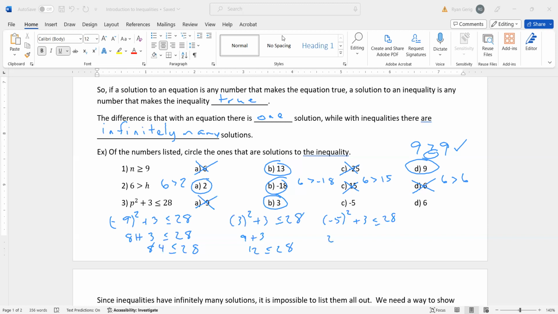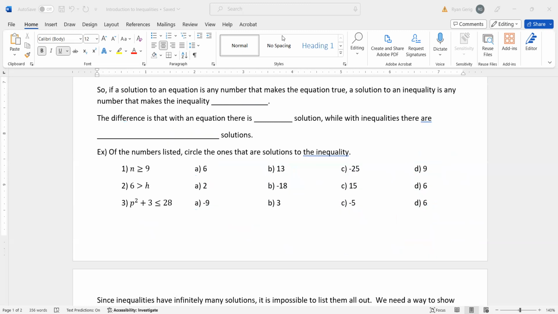-5 squared is 25. Plus 3 is 28. Is 28 less than or equal to 28? It's equal to, so yes, it actually does work here. Last one is 6, so 6 squared plus 3, is that less than or equal to 28? 6 squared is 36, plus 3 is 39. Is 39 less than or equal to 28? It is not. Okay, so that's how you check to see if a number is a solution to an inequality.